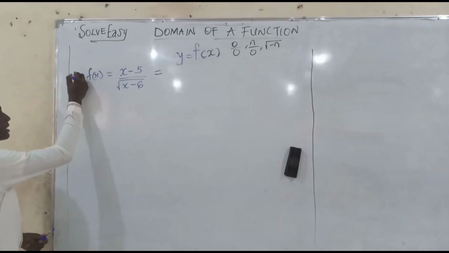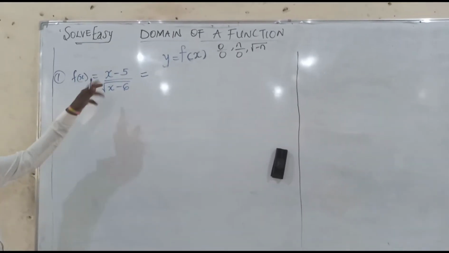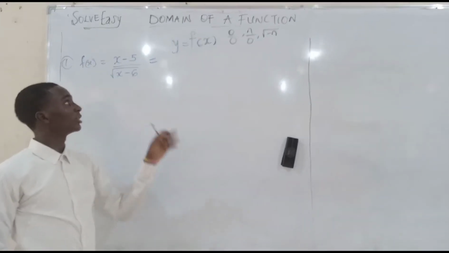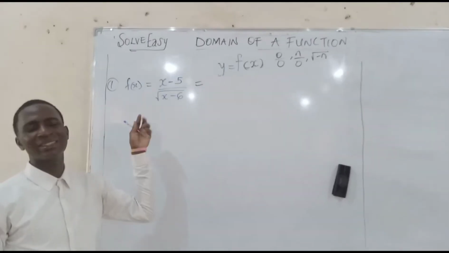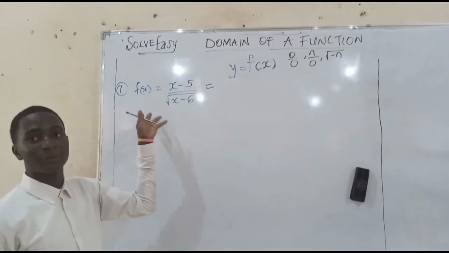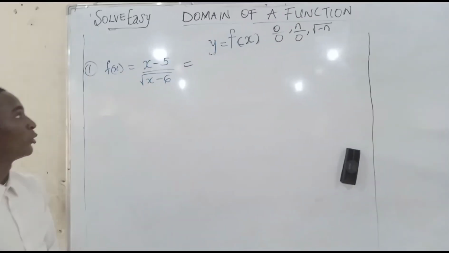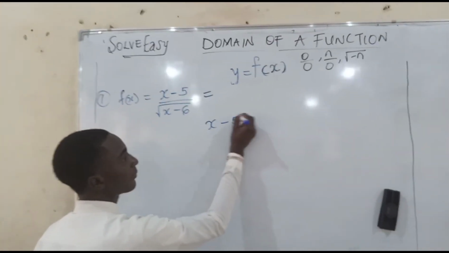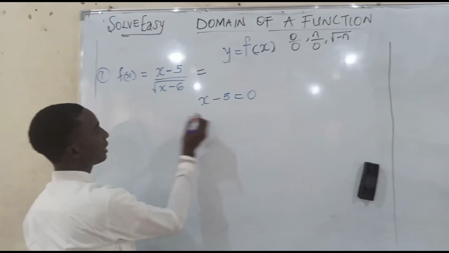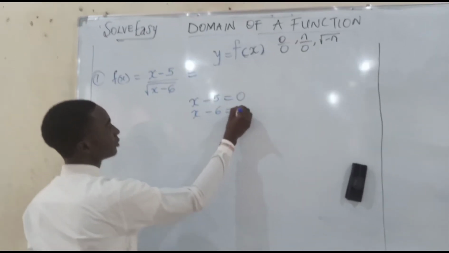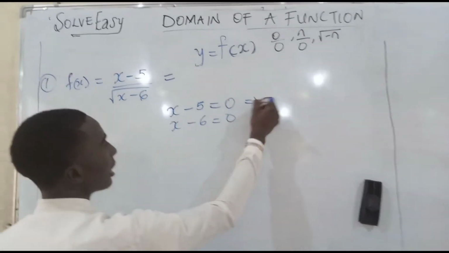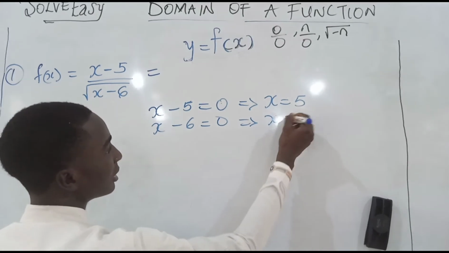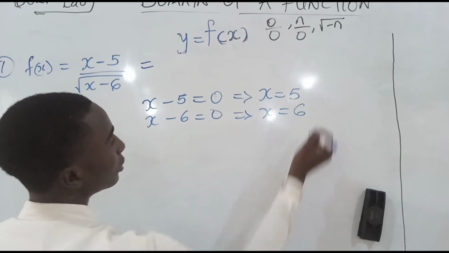To solve a question, let's name this number 1. We have the function of x is equal to x minus 5 over the root of x minus 6. Now, the question says that we should find the domain of this function. So the first thing you need to do is you have to equate x minus 5 to 0, and you have to equate x minus 6 to 0. So this means that from here I'm having x is equal to 5, and here I'm having x is equal to 6.